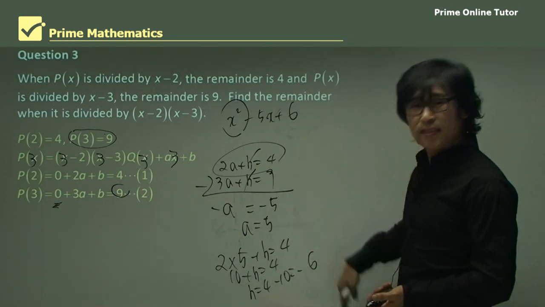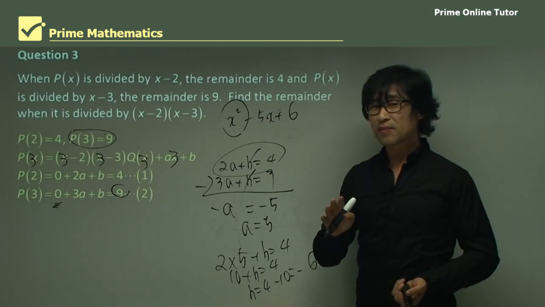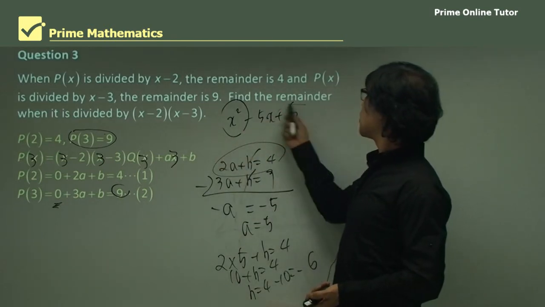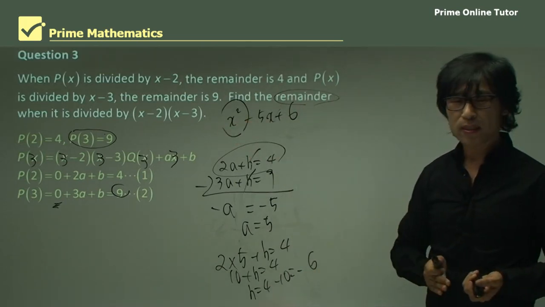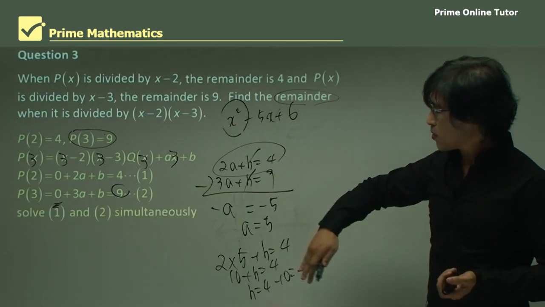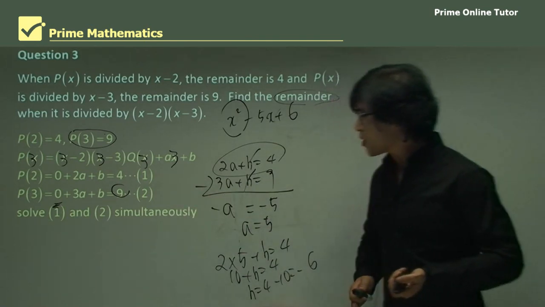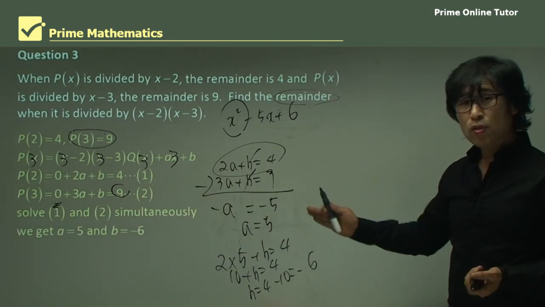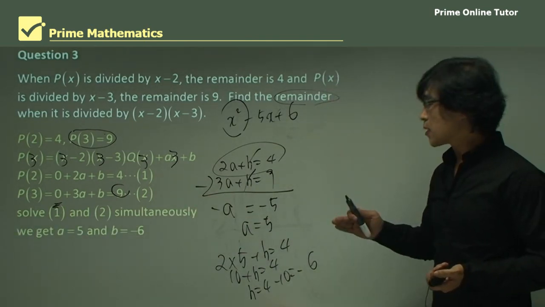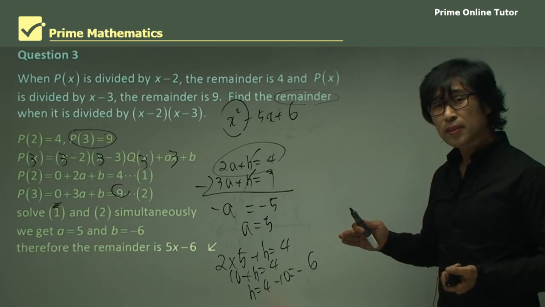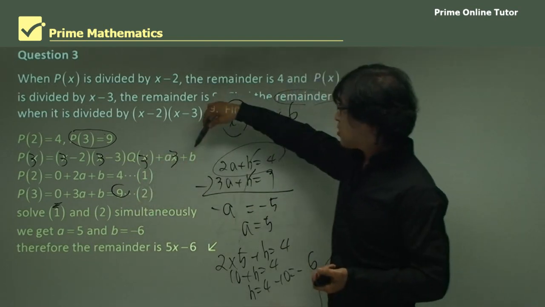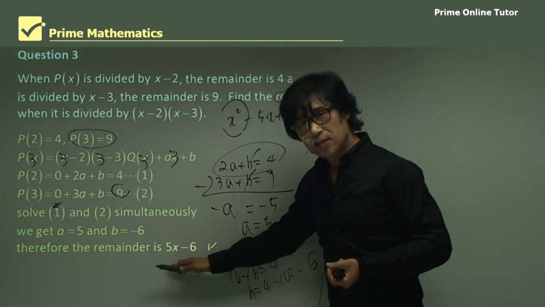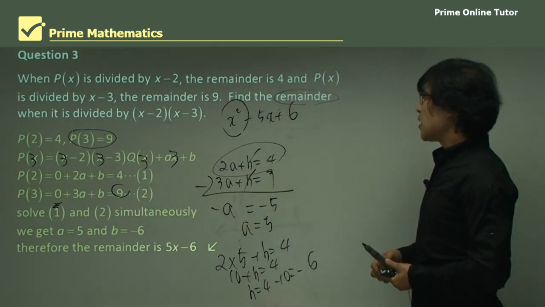Again, guys, these are not your final answers. Make sure you respond to the question. The question was asking for what the remainder is. So, simultaneously, you'll get a and b. Your final answer will be like this one. Does it make sense? You need to substitute a equal to 5 and b equal to negative 6 into here, and this must be your final answer. So not different at all.